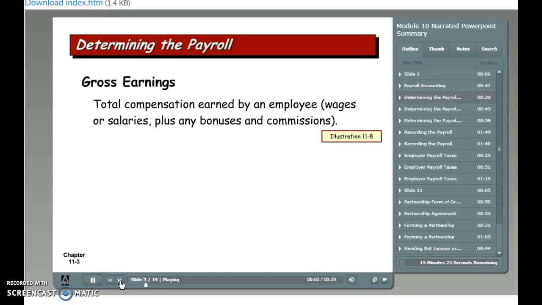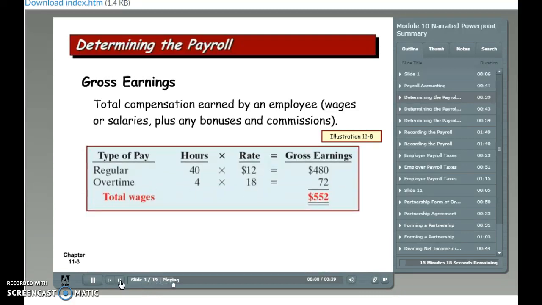Gross earnings represent total compensation earned by employees. This illustration shows gross earnings for an employee who has worked 44 hours in 1 week. The first 40 hours are paid at an hourly rate of $12 per hour, resulting in gross earnings of $480. The 4 hours of overtime are paid at a rate of time and a half, or $18 per hour, resulting in $72 of gross wages. Total wages related to the 44 hours of work are $552.